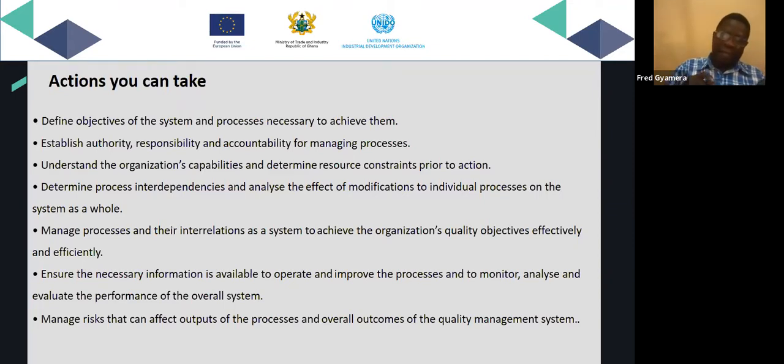And please ensure that the necessary information is available to operate so that you'll be able to improve upon your processes, monitor, analyze, and evaluate the performance of the overall system. Manage risk that can affect your output. So first, you determine the risk, potential risk, and the rare risk, and how you can manage them so that the overall outcomes, the quality system, will be achieved.